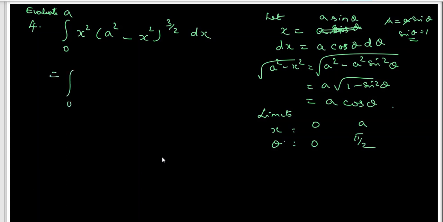So you have the integral 0 to pi by 2. Replace your x by a sine theta.